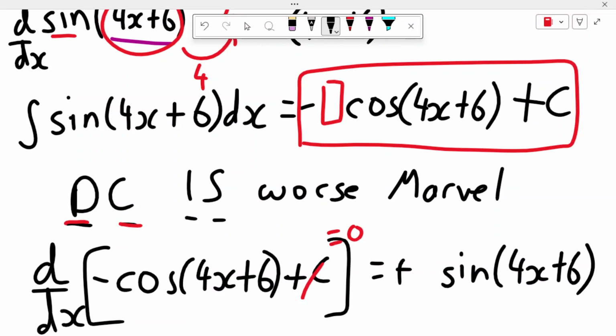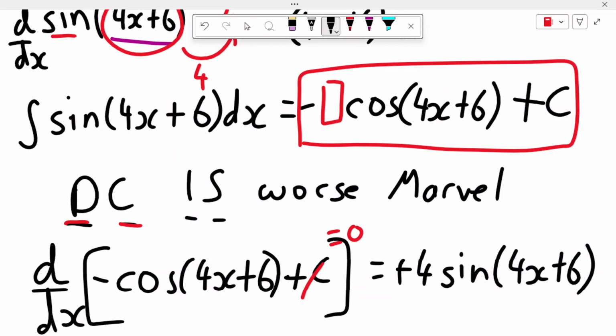And then we grab that little bit here. And so we differentiate everything in the brackets there. So if you differentiate 4x plus 6, it's just going to be 4. And so now you stick that 4 out the front.